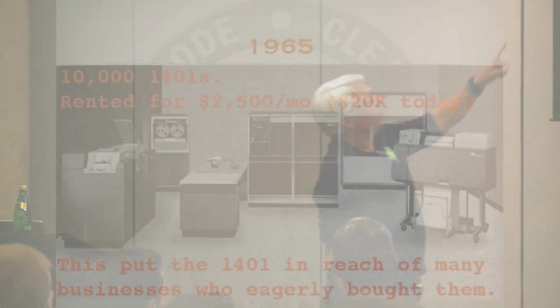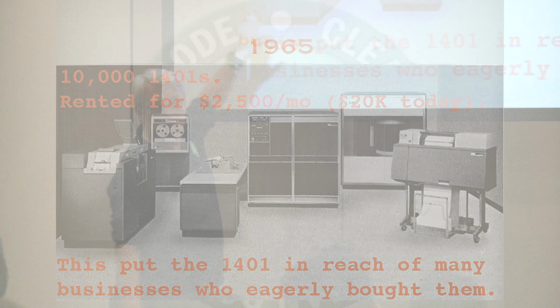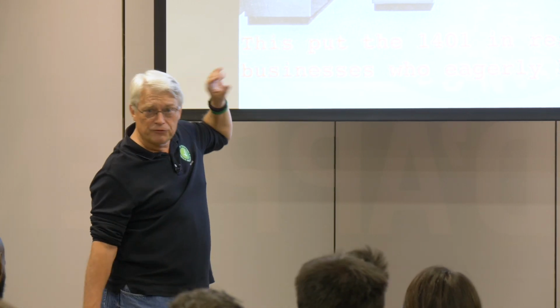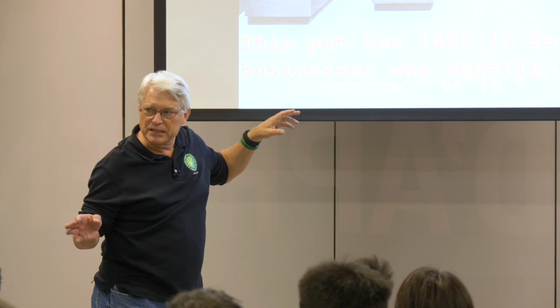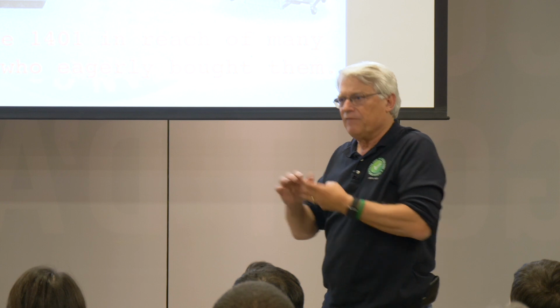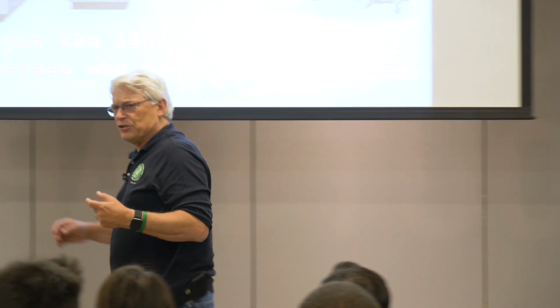These machines rented for $2,500 a month in 1965 dollars, right? That's about $20,000 a month today. But that was in reach of a whole bunch of companies. And so now it was possible for thousands of companies to have computers in their buildings. And of course, they could write payrolls and bill of material and inventory and general ledger code. They had to have programmers, though.